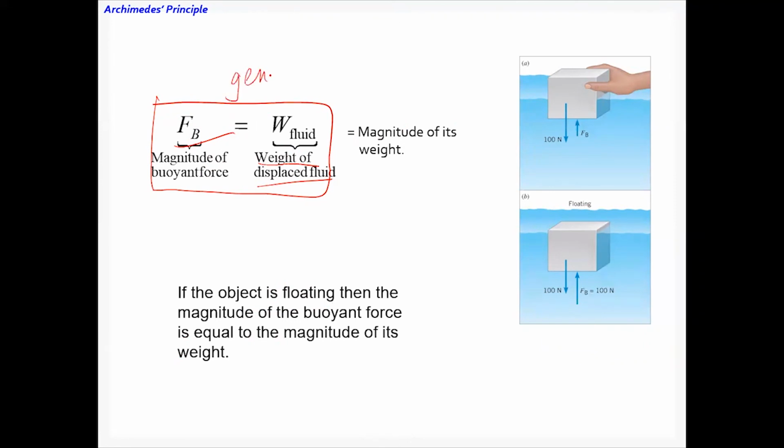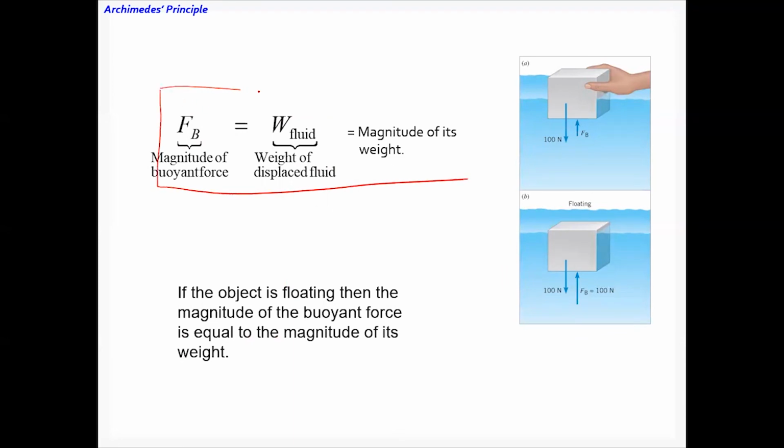Okay, in general case, meaning when the object is either partially or completely immersed, that's the general case. If the object is floating, then we can modify this Archimedes principle by this: not only is the buoyant force equal to the weight of the fluid displaced, but it is also equal to the magnitude of the weight of the object that is floating on the fluid.